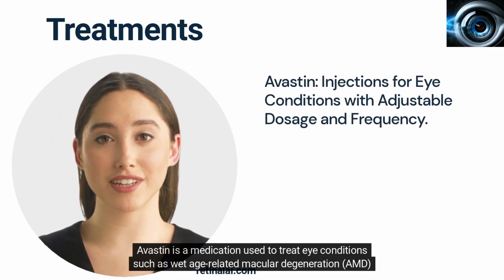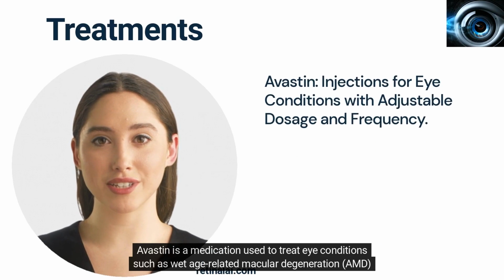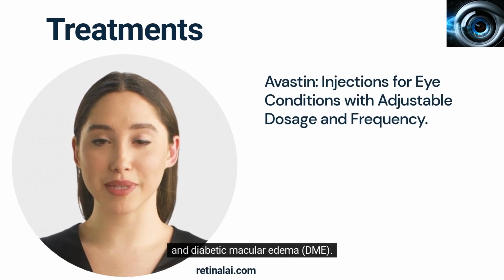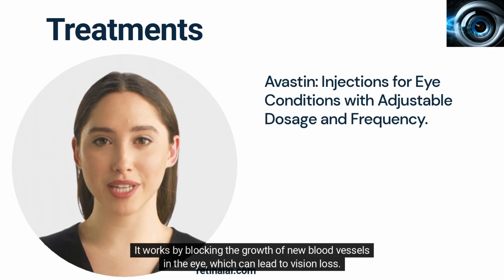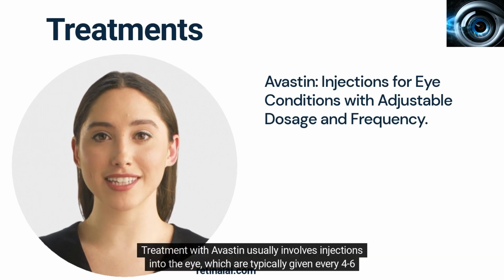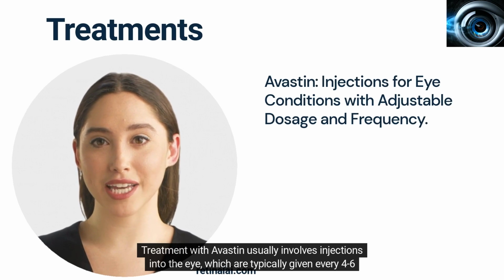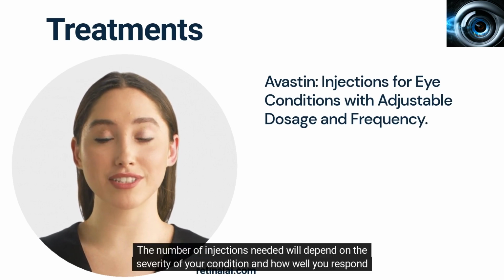Avastin is a medication used to treat eye conditions such as wet age-related macular degeneration, AMD, and diabetic macular edema, DME. It works by blocking the growth of new blood vessels in the eye, which can lead to vision loss. Treatment with Avastin usually involves injections into the eye, which are typically given every 4-6 weeks. The number of injections needed will depend on the severity of your condition and how well you respond to treatment.